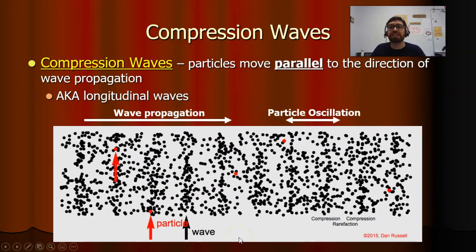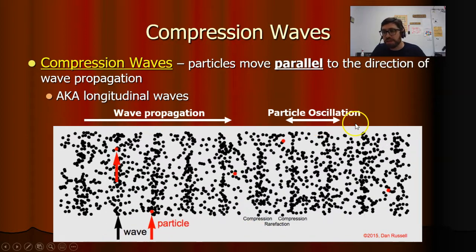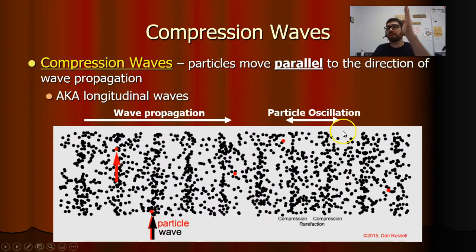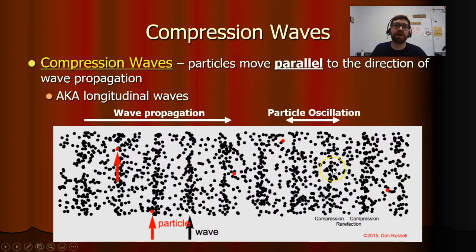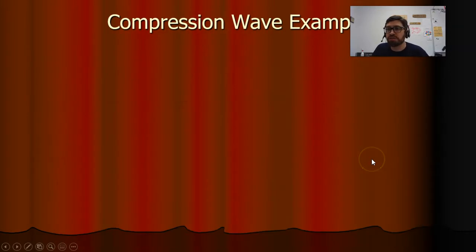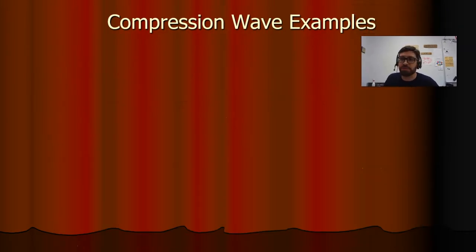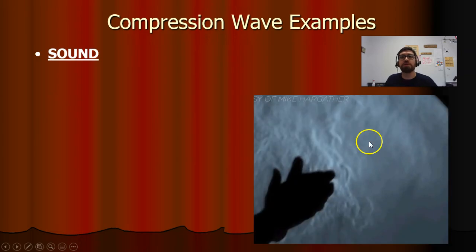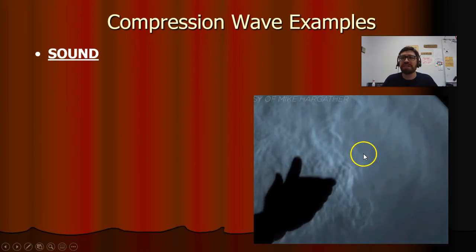Notice the wave is moving in the same direction as the particle oscillation. Wave is going left to right, particles move left to right. They don't move up and down. So that's called a compression wave or a longitudinal wave. Lots of different examples of compression waves. The most important one you need to know is sound.